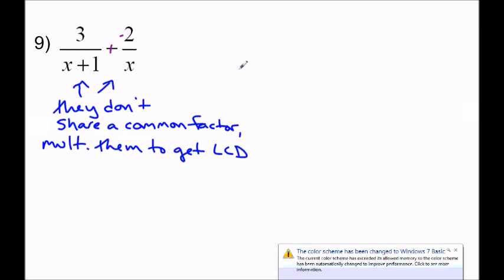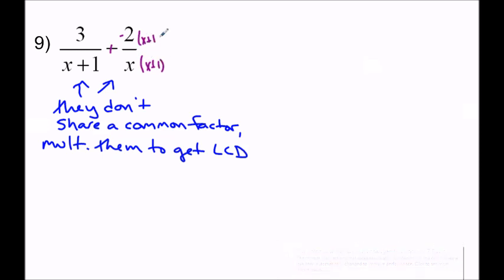But what you can do is you can multiply the top and bottom by something. So we're going to multiply this one by x plus 1. We're going to multiply this one by an x. All right. And then we've got a 3x up top over an x plus 1.